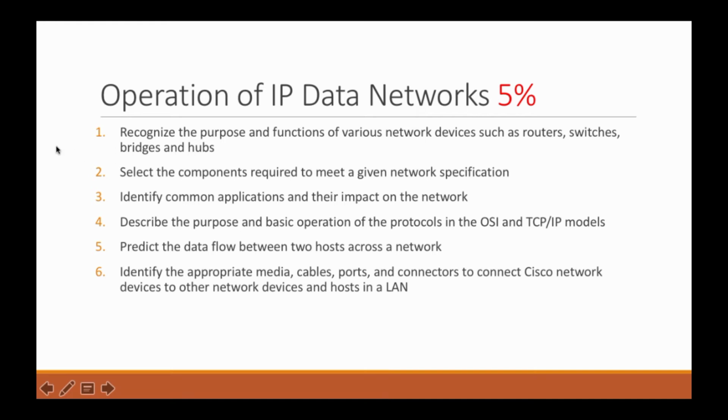So you need to select the components required to meet a given network specification. We're going to go through an example specification. From that you need to write me a list of everything you're going to need to complete the task. It's only mimicking what would happen in a real world scenario if you're an assistant administrator and your boss or somebody in the company said, I need a network. You need to ask questions, they need to give you a spec, and this is what we're going to go through. You need to describe the purpose and basic operation of protocols in the OSI and TCP/IP models.